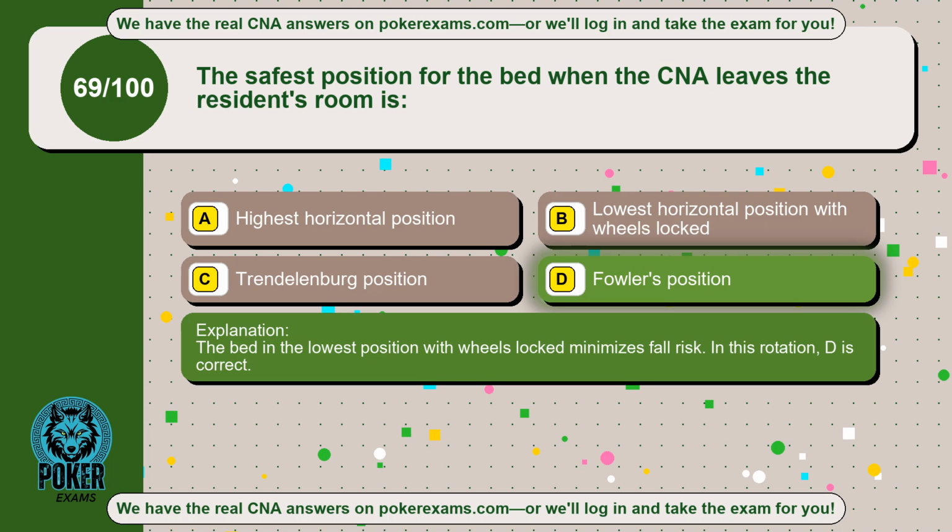The bed in the lowest position with wheels locked minimizes fall risk. In this rotation, D is correct.